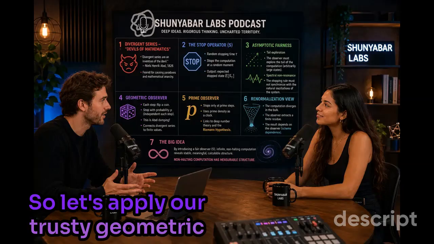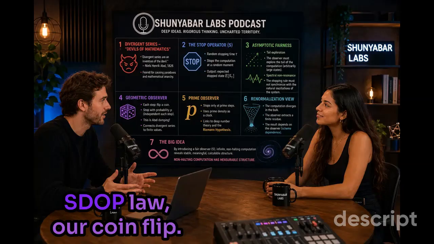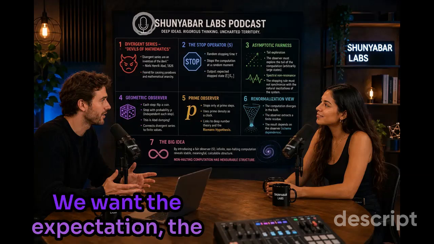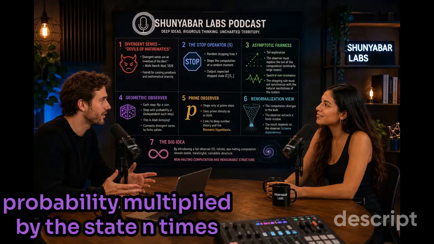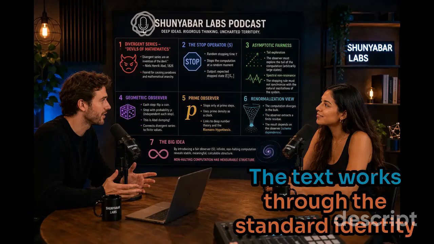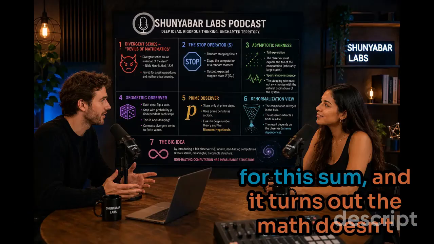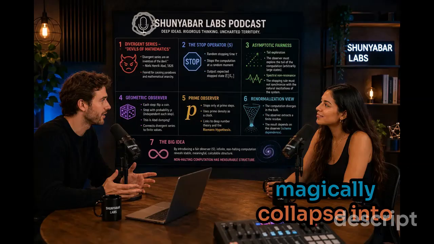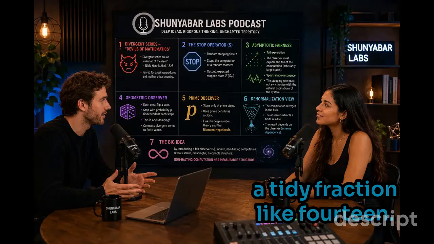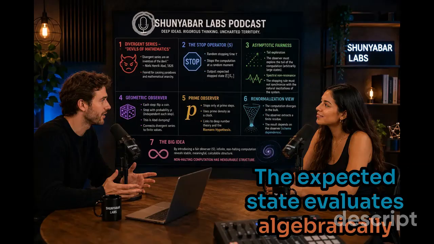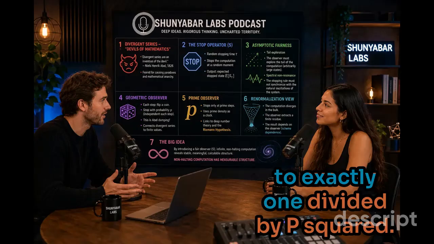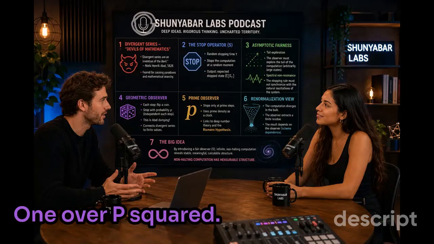So let's apply our trusty geometric STP law. Our coin flip. We want the expectation, the infinite sum of the geometric stopping probability multiplied by the state n times n plus 1 over 2. The text works through the standard identity for this sum, and it turns out the math doesn't magically collapse into a tidy fraction like 1/4. The expected state evaluates algebraically to exactly 1 divided by p squared. 1 over p squared.